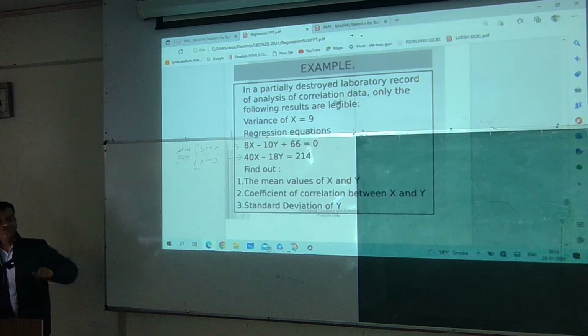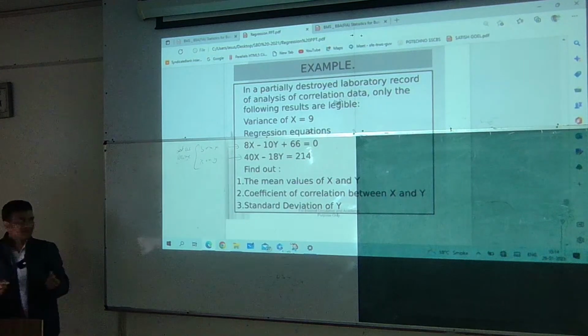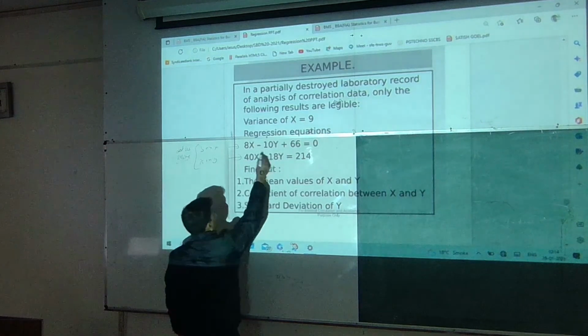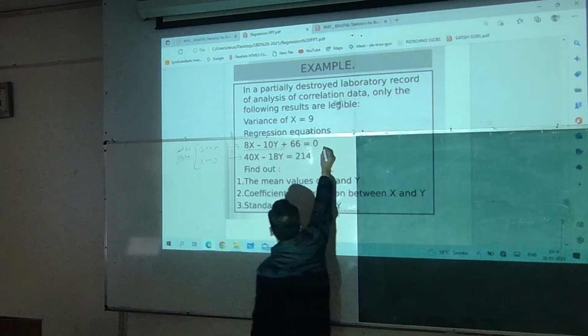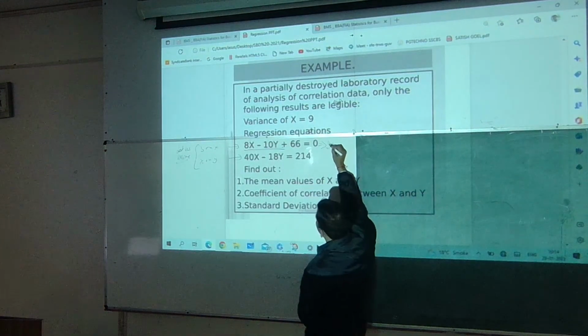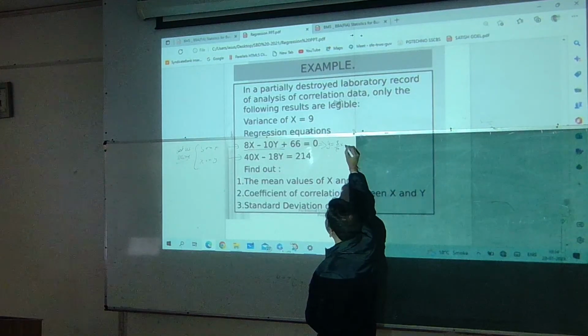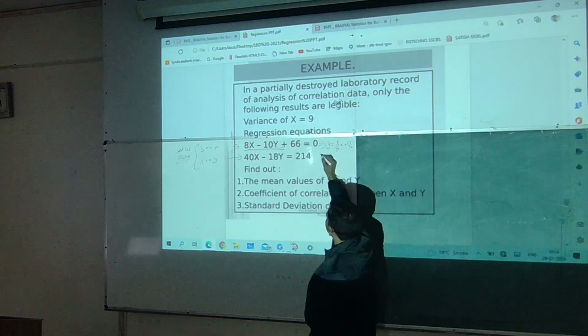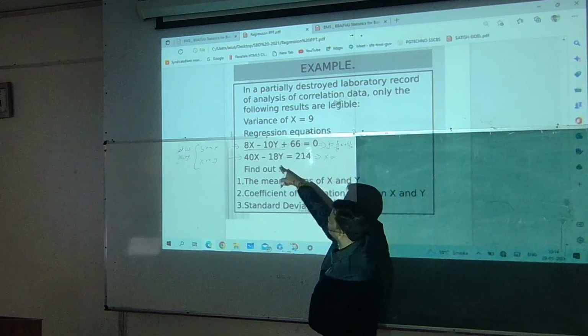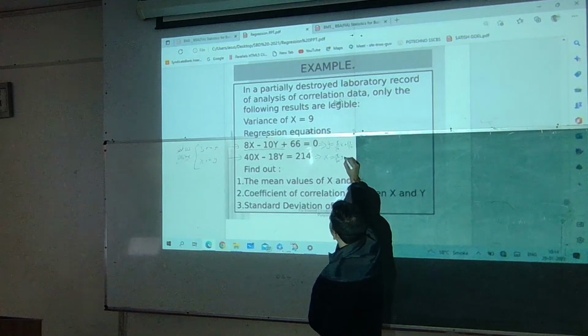Because you know the regression coefficient का जो slope होता है, the slope is basically the b value. So if this is y on x, now what is the slope of this line? You have to convert this line into y form. So y would be equal to 8 by 10 x plus 66 by 10. Similarly, you have to convert into this form, x equal to this line. So x would be equal to 18 upon 40 y plus 214 upon 40.